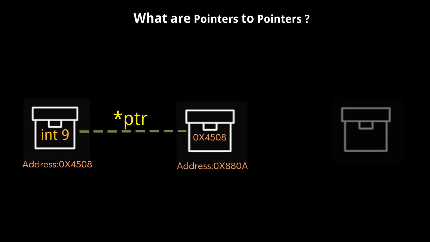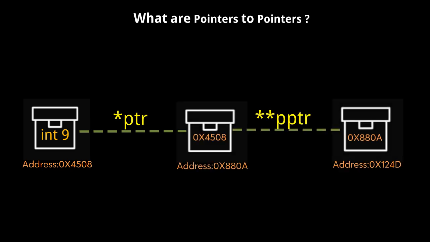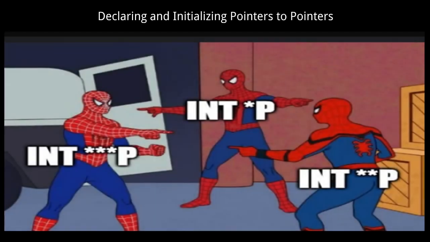Imagine your computer's memory as a grid of boxes. Each box has an address, and a pointer points to one of these boxes. A pointer to a pointer points to a box that contains the address of another box. Let's see how to declare and initialize a pointer to a pointer. Here's a simple example.